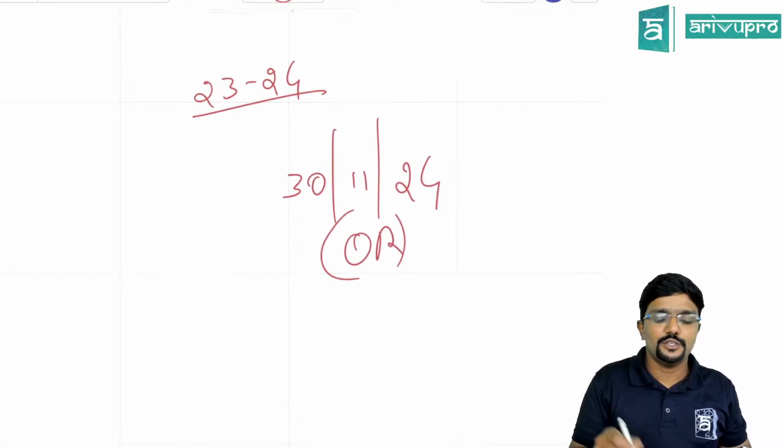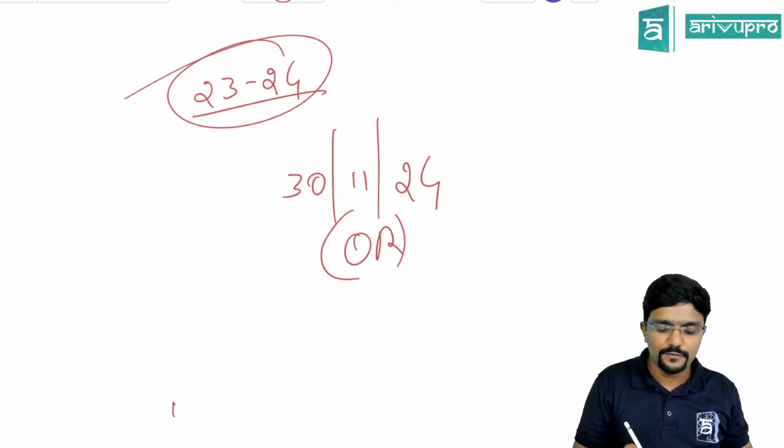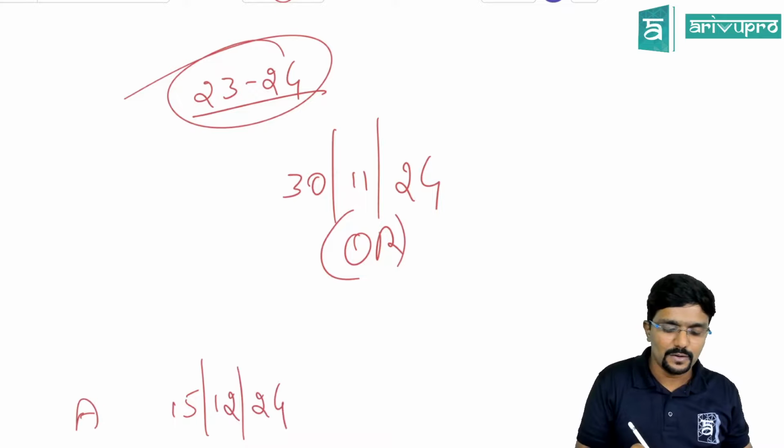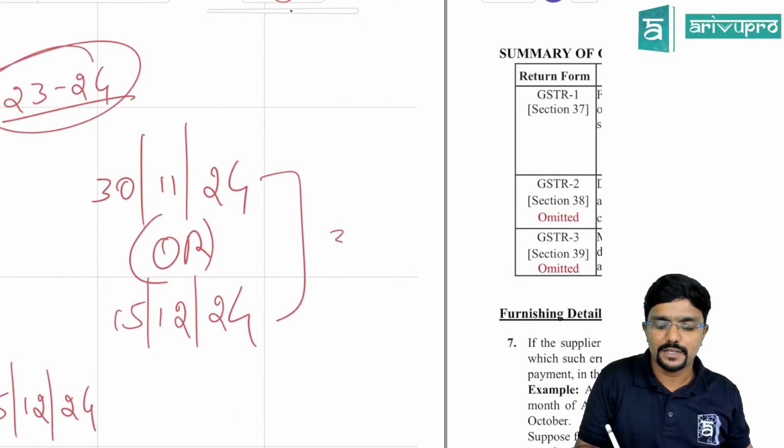Or assume for financial year 23-24, I filed the annual return on 15th December 24. So take 15th December 24. Whichever is earlier is which date? 30th November.